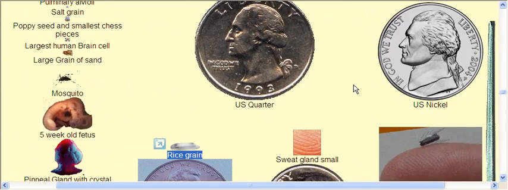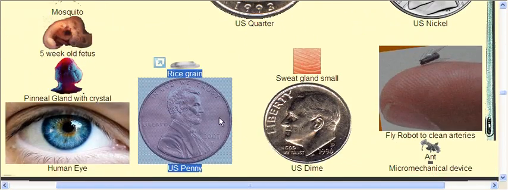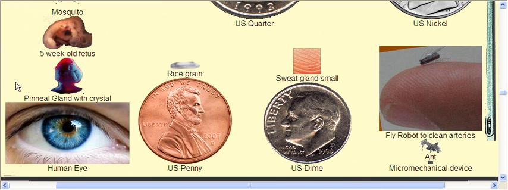So anyways, here's a 5-week-old fetus next to a penny. You could place it on top. Here's the pineal gland, right here. There's the size of the pineal gland next to your eye. And that little guy right there, next to the pineal gland, is the crystal that was growing on top of the pineal gland. You don't want that. Drink clean water.